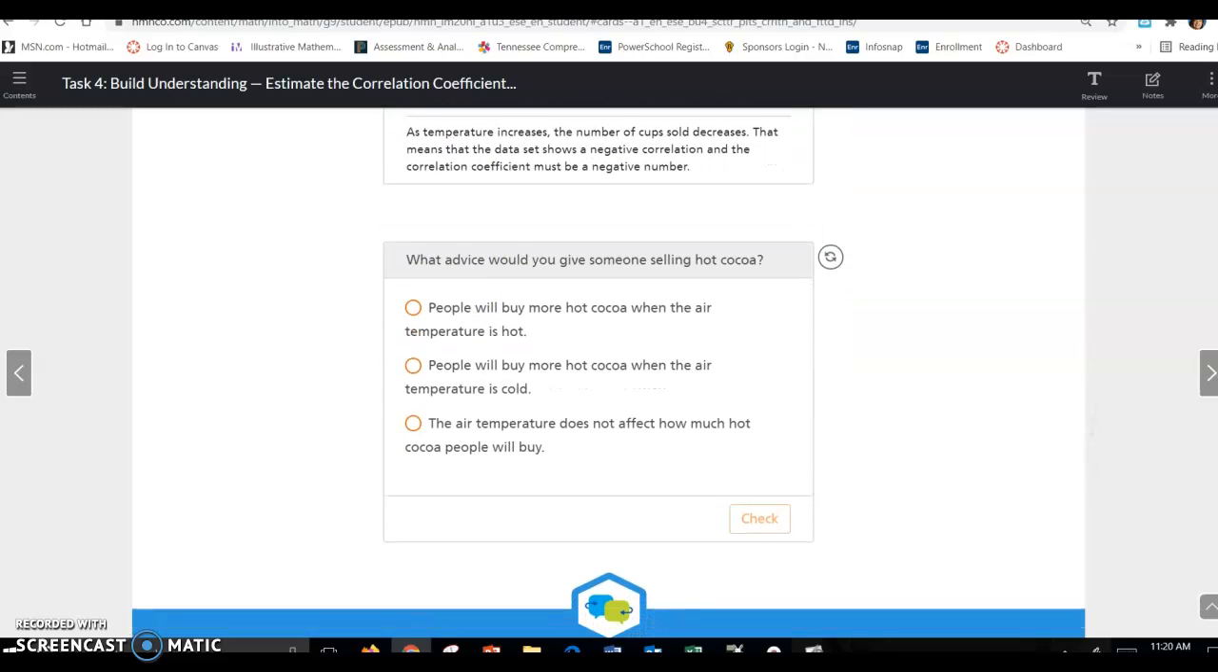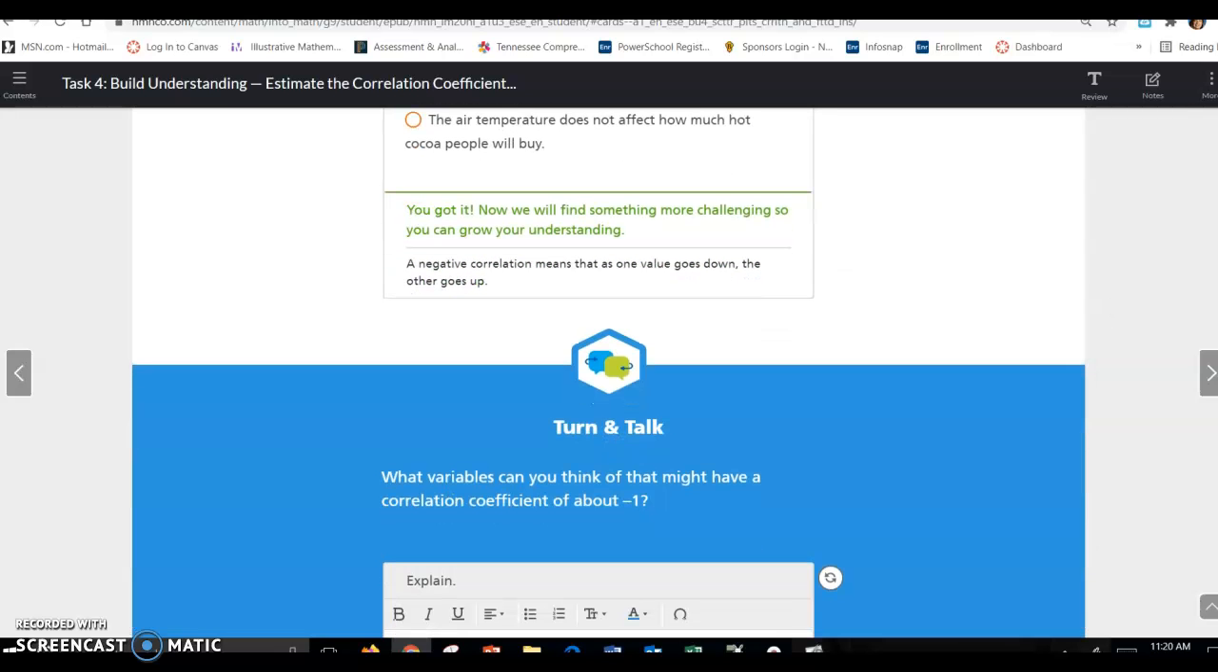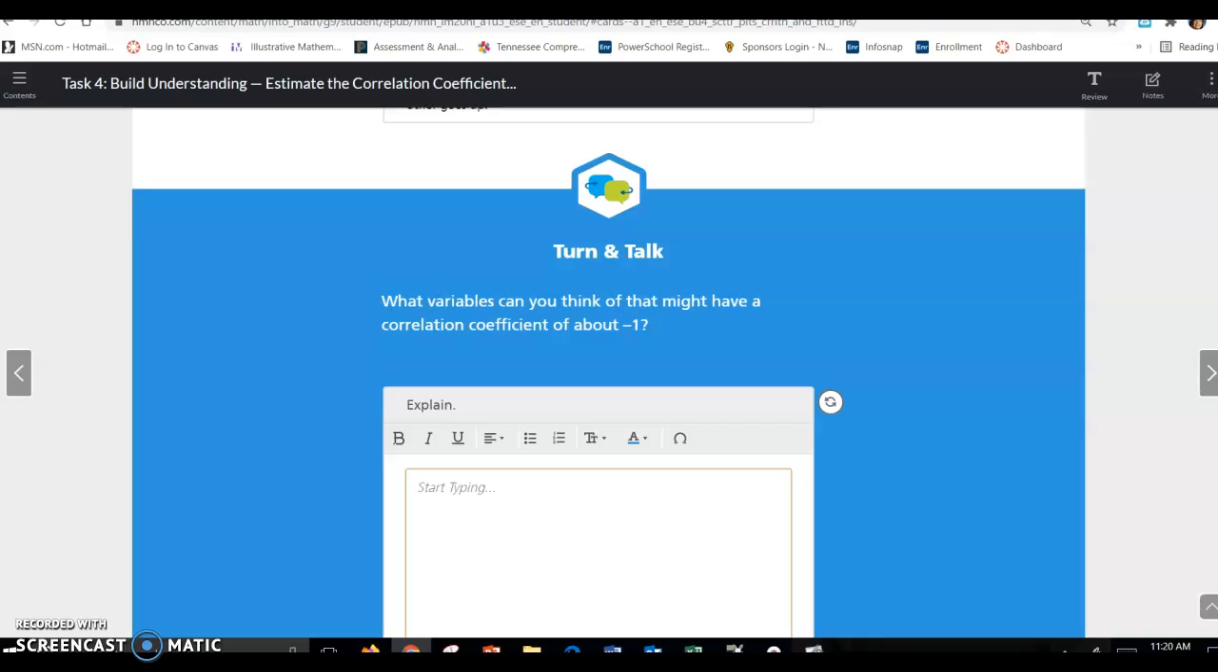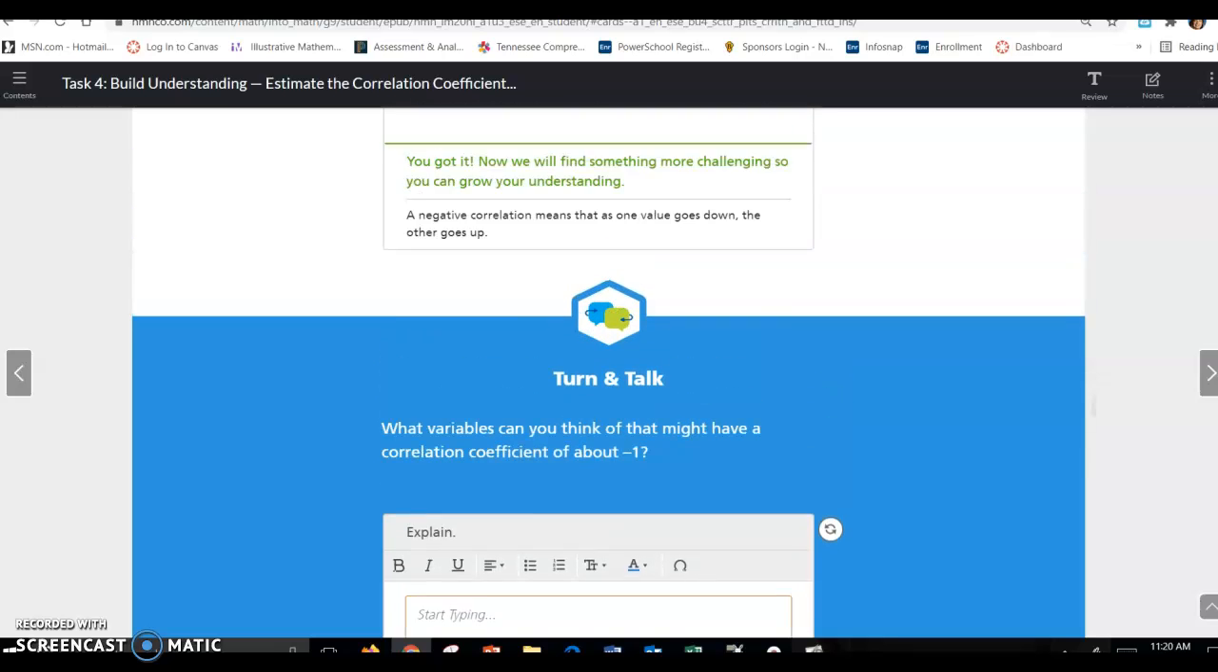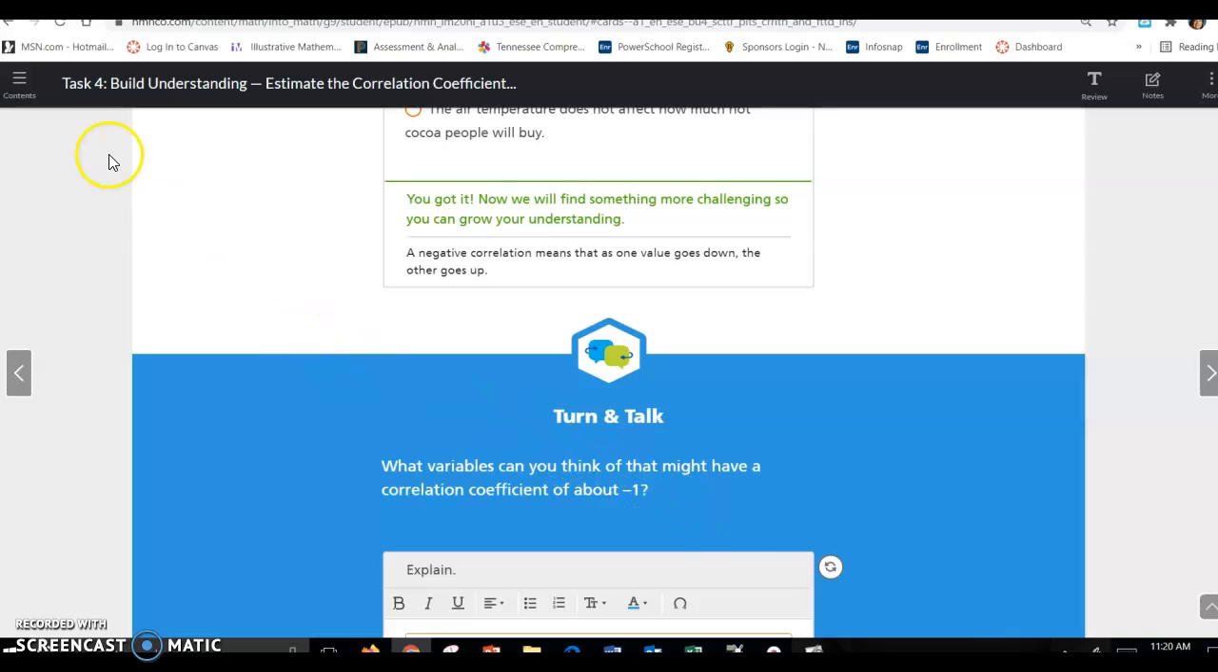All right, it says, what advice would you give someone selling hot cocoa? People will buy more hot cocoa when the air temperature is hot. That's not true. People will buy more hot cocoa when the air temperature is cold. The air temperature does not affect how much cocoa people buy. So people will buy more cocoa when the temperature is cold. All right, it says what variables can you think of that might have a correlation coefficient of about -1? So that's something that you can think about. We're going to move on to task 5. If you have any questions, let me know.